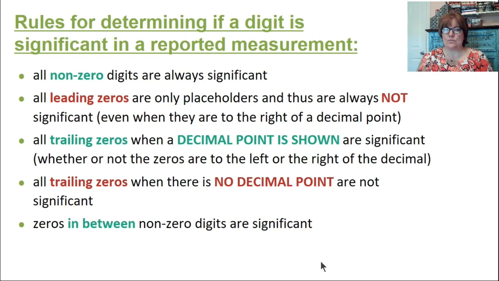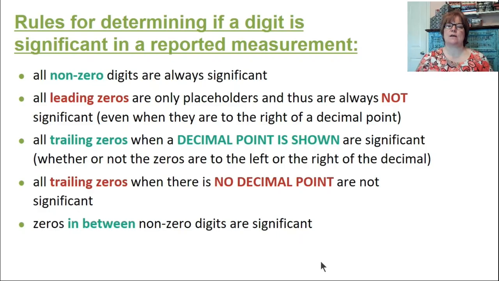So leading zeros, the zeros to the left of the non-zero digits, are always non-significant. They can only be used as placeholders. Therefore, any zeros that are to the left of where the non-zeros begin are not significant.